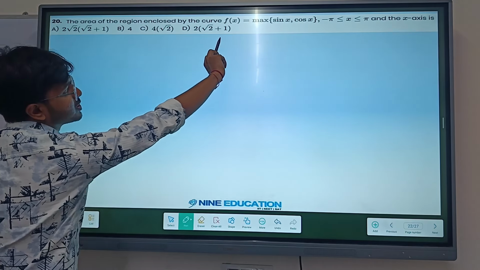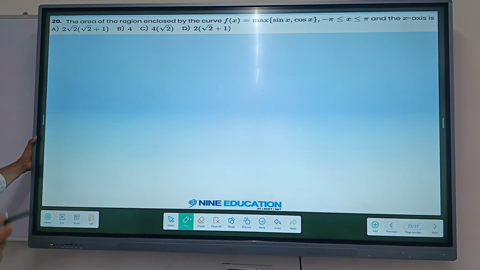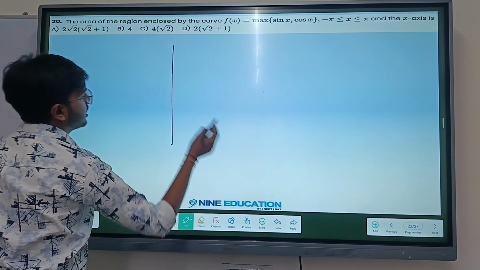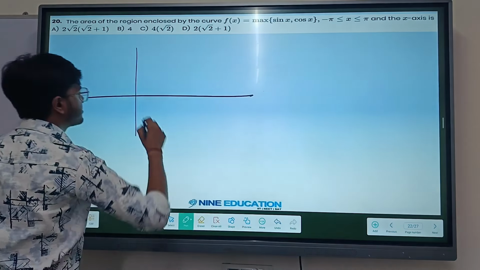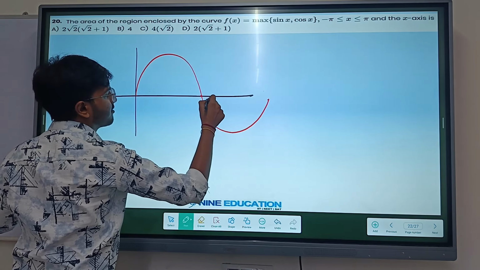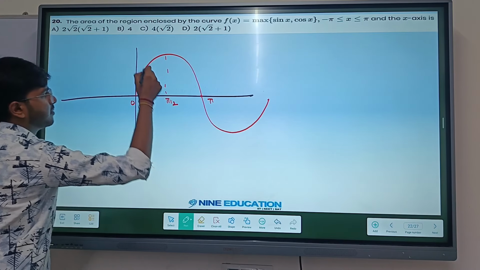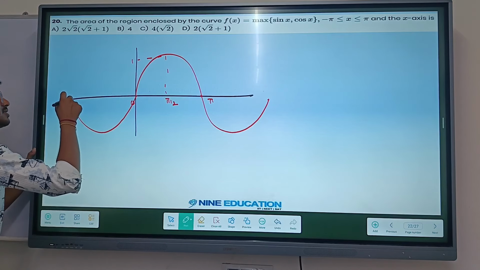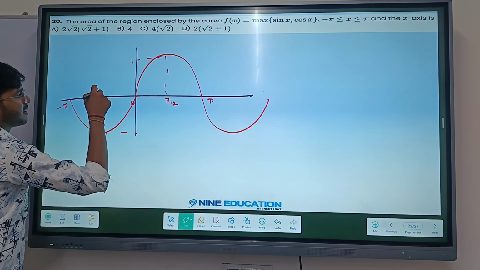Okay, next question. Area of the region enclosed by the curve f of x equal to the maximum function of sin x or cos x from minus pi to pi and the x axis. So let's first draw the graph. How is the graph of sin x? Something like this. But anyways we are interested only till pi. So from 0 to pi, the maximum value 1 is reached at pi by 2. And here it will be something like this till minus pi. The minimum value minus 1 is reached at minus pi by 2.